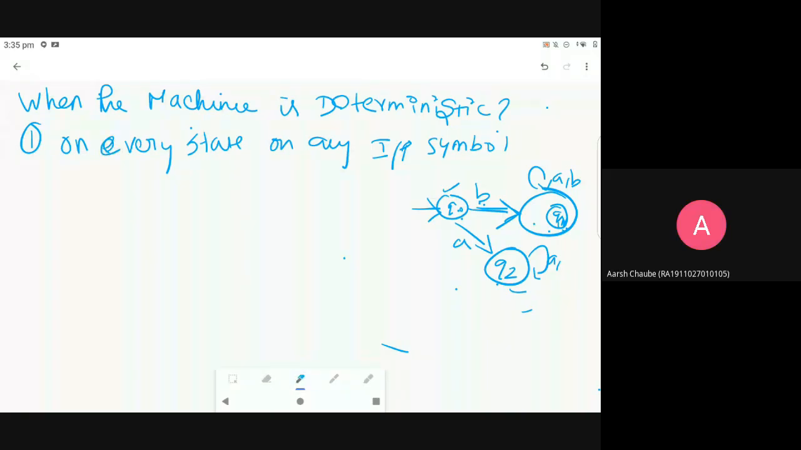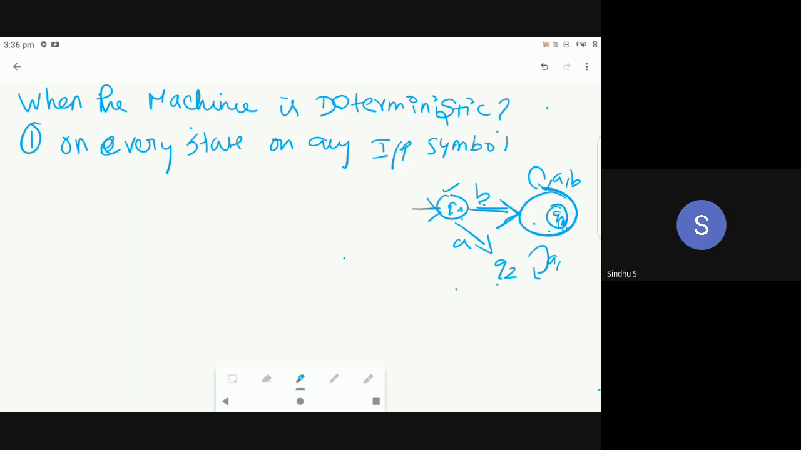Ma'am, when the input passes through all the states? Whenever you are giving the input string to the machine, if the machine halts on the final state, the string will be accepted. If the machine halts on the final state, the string will get accepted. I'll give you the example for that as well.